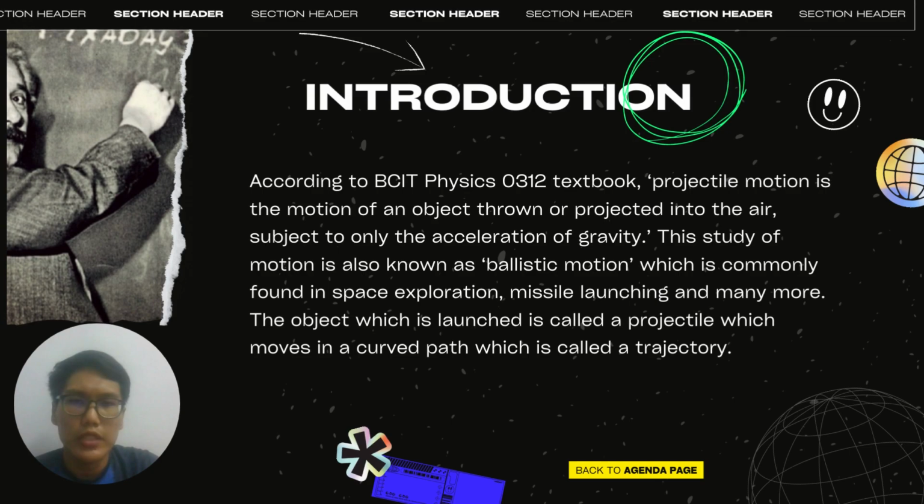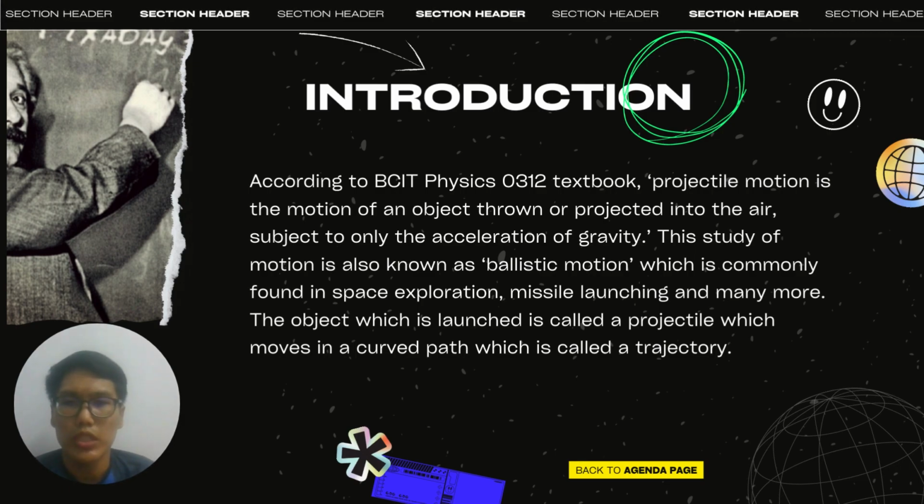According to the BCIT Physics 0312 textbook, projectile motion is the motion of an object thrown or projected into the air, subjected to only the acceleration of gravity. This study of motion is also known as ballistic motion, which is commonly found in space exploration, missile launching, and many more. The object which is launched is called a projectile, which moves in a curved path, which is called a trajectory.